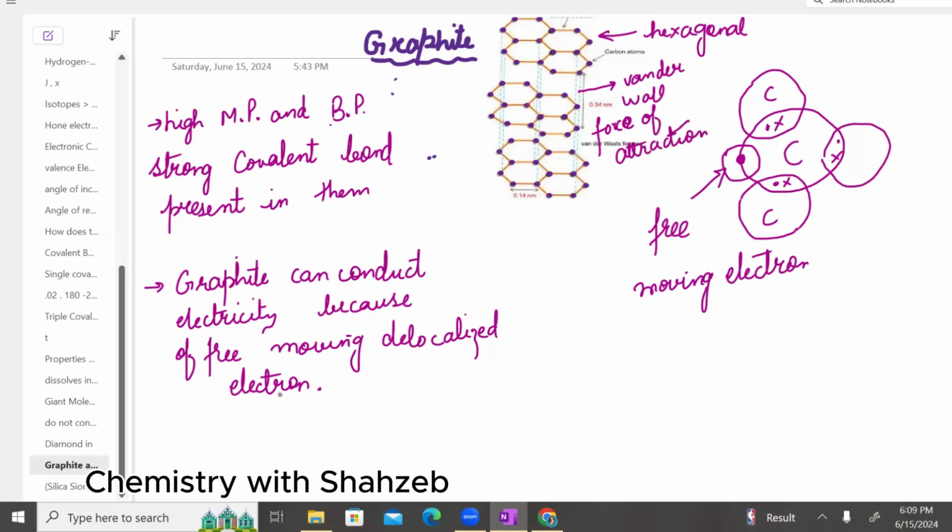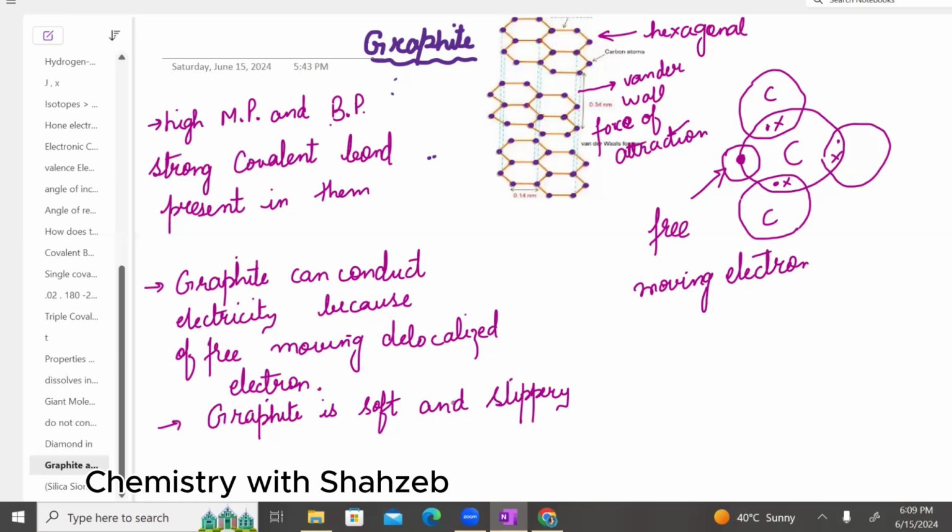And what happens because of this weak van der Waals force of attraction present between the layers of graphite is that graphite is soft and slippery. We know that graphite is used with clay in pencils, and that makes the pencil smoother.